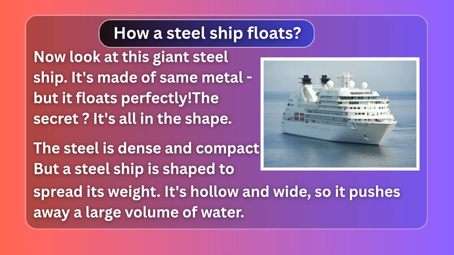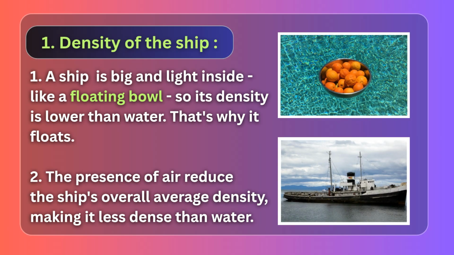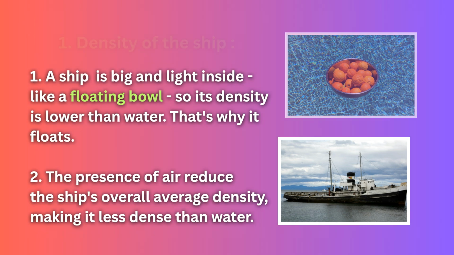The steel is dense and compact, but a steel ship is shaped to spread its weight. It's hollow and wide, so it pushes away a large volume of water. Density of the ship: a ship is big and light inside like a floating ball, so its density is lower than water. That's why it floats. The presence of air reduces the ship's overall average density, making it less dense than water.